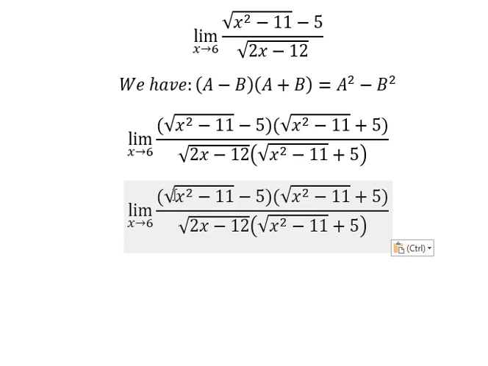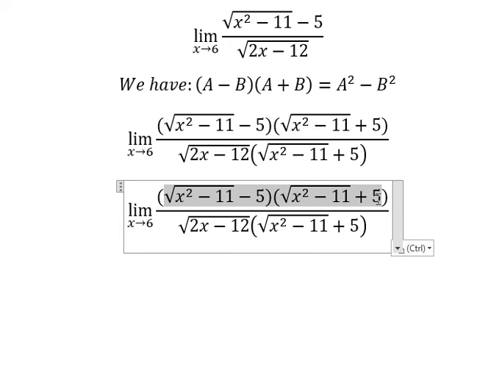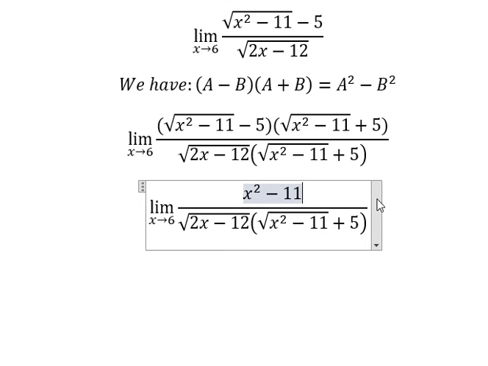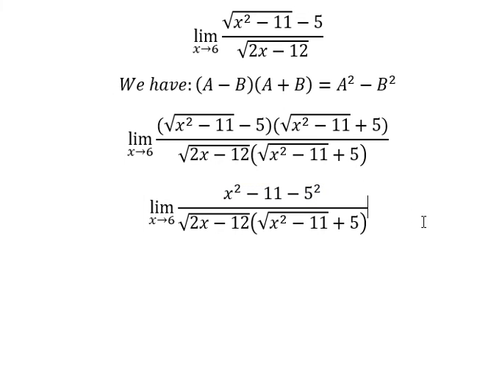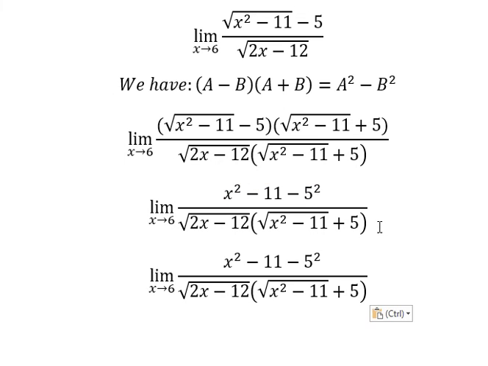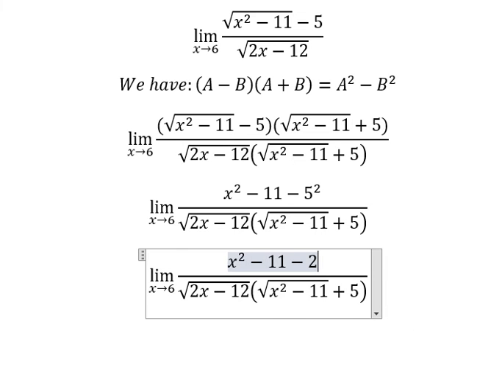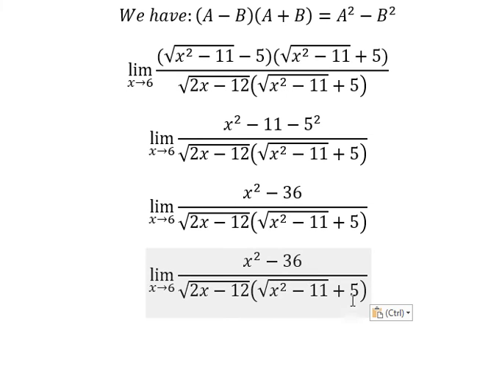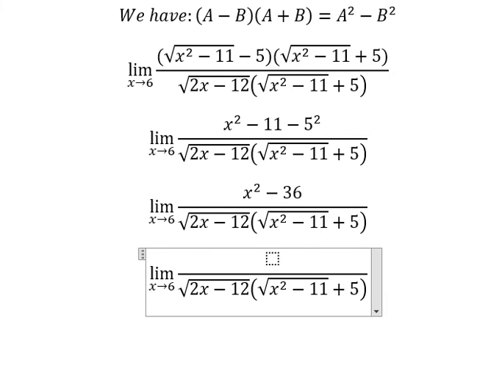So we have the power 2, you will have about s squared minus 11. This one we have 5 squared, you got about 25. 11 with 25, you got about negative 36. This one we have s minus 6, s plus 6.